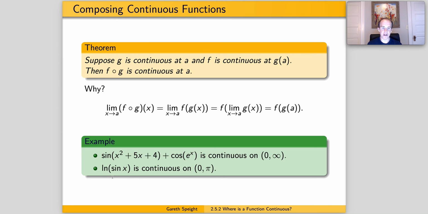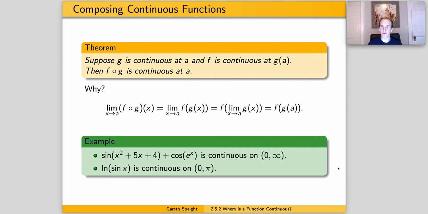Okay, now if we look at ln of sine x, for instance, sine is continuous everywhere. But if I want to compose them, I have to remember where the composition is defined, right? The natural logarithm is only defined if the input is strictly positive. So I need the inside to be strictly positive. So I need sine x to be strictly positive. Okay, an interval for that could be 0 to pi. So if I take a between 0 and pi, sine is continuous. Sine of a is going to be strictly positive, so ln is going to be continuous. Hence, ln of sine x is going to be continuous.